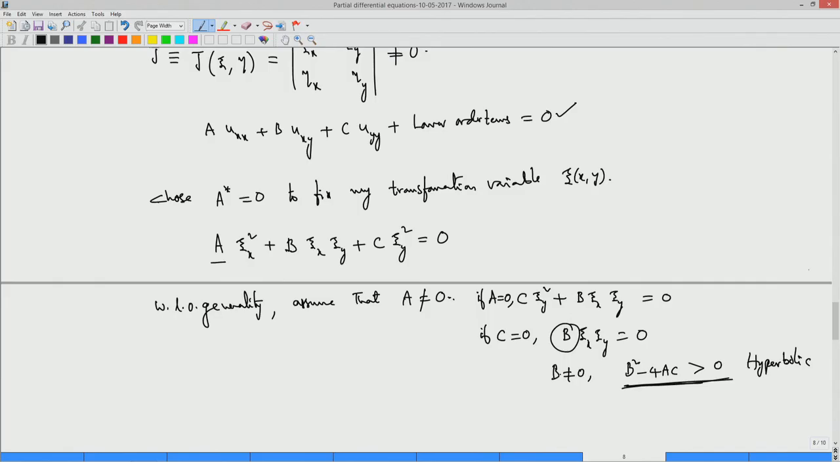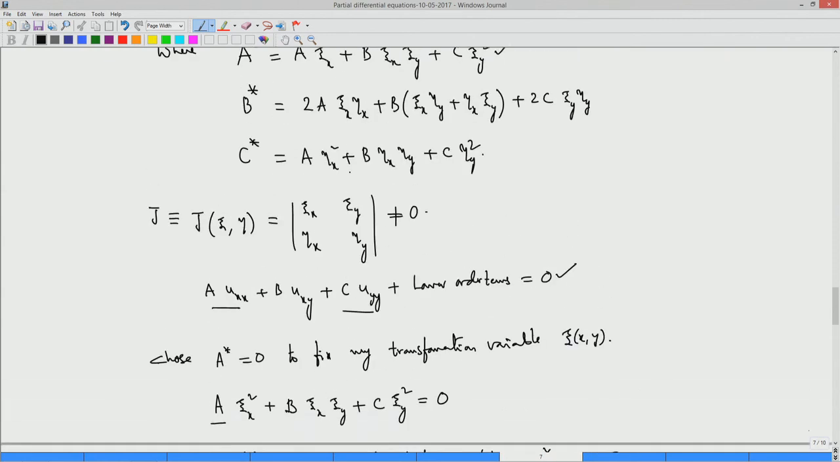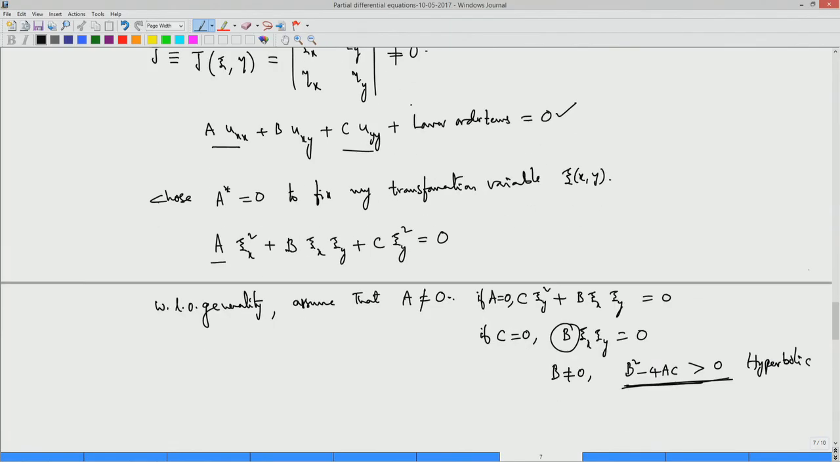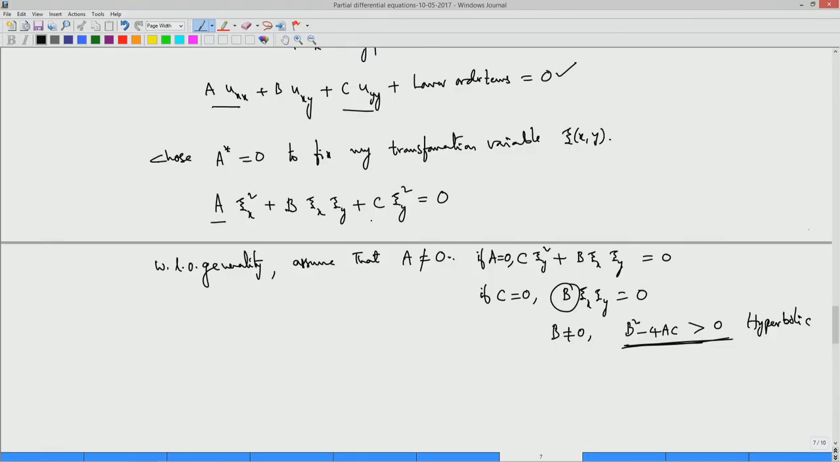Your aim is to make the u xx and u yy terms 0 after transformation to xi and eta. That means you choose a star and c star as 0. First, I make a star equal to 0. You know a, b, c. If a is non-zero, you can always assume that. If a is 0, c should be non-zero. If c is also 0, that means it is already in the canonical form, one of the standard forms, the hyperbolic form.